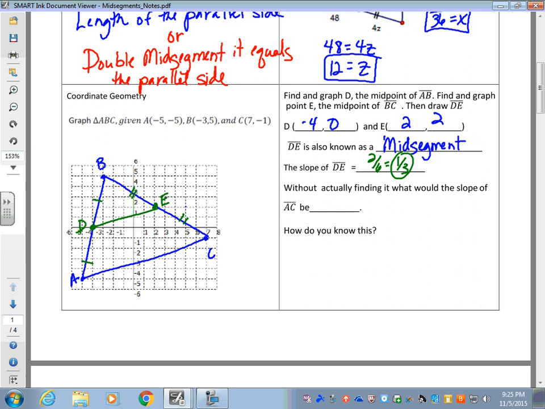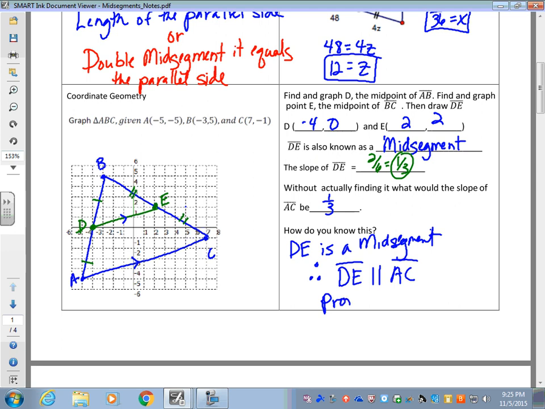It says without actually finding it, what would the slope of AC be? Well, since we're dealing with the midsegment, the midsegment has a property that states that it will be parallel to a side. So I should know automatically that the slope of AC is 1/3. How do we know that? Well, DE is a midsegment, and therefore segment DE is parallel to segment AC. And this is one of the properties of a midsegment.